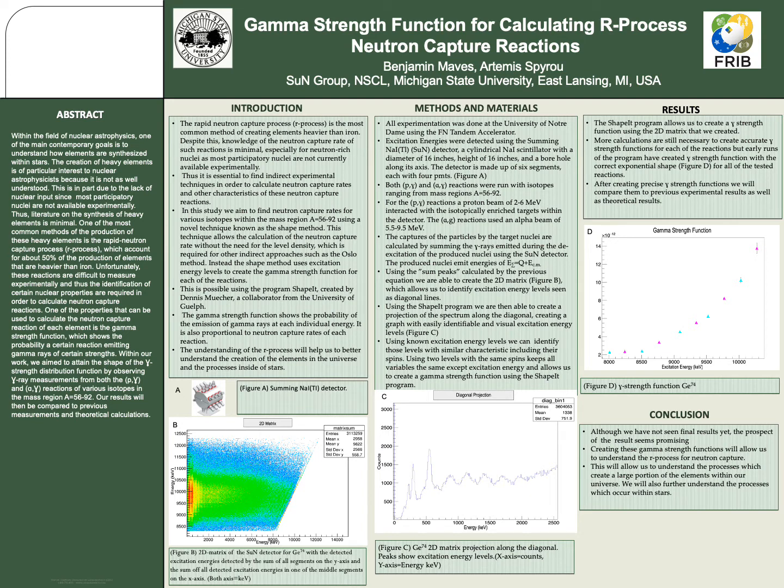In the experiment, both proton gamma and alpha gamma reactions were run for isotopes in the mass region of 56 to 92. For the proton gamma reactions, the isotopically enriched targets were mounted within the detector, and a proton beam was sent in to react with the targets. Each run used a different beam energy between 2 and 6 MeV, increasing by an increment of a half MeV each run. The alpha gamma reaction used a beam of 5.5 to 9.5 MeV.